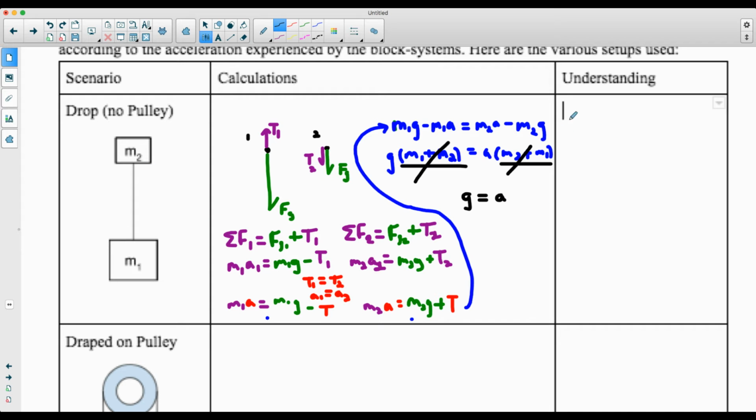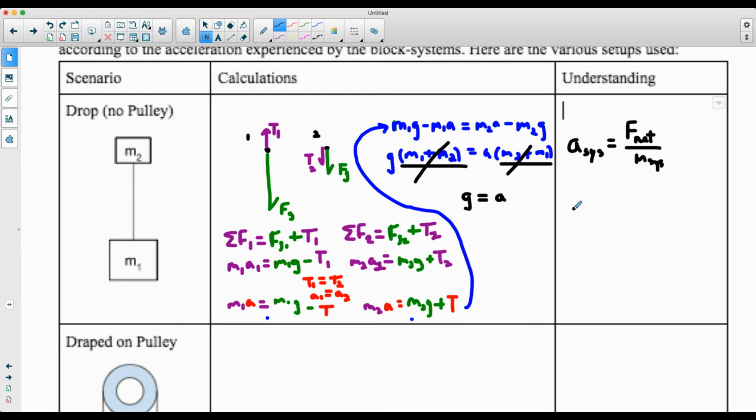Now, there's an understanding way to get this, and I like this understanding way to get this. The understanding way is simply the acceleration of the system. I'm not going to keep writing SYS, but maybe I will. The acceleration of the system is simply going to be the net force on the system divided by the mass of the system. And in this case, this really is a quick way to do it.